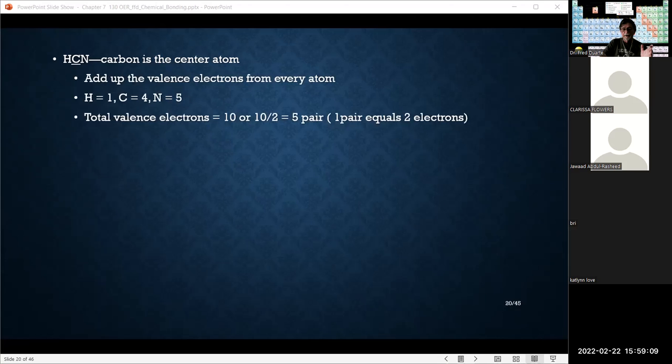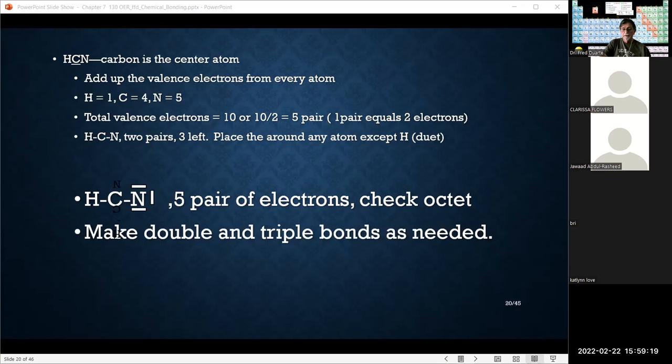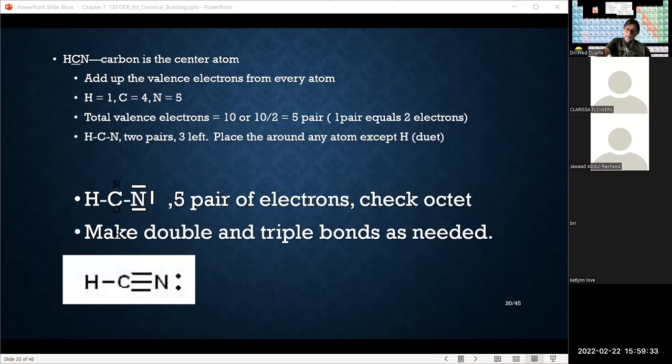We did talk about HCN. This is just a kind of a rehash of the first example where we ended up with 5 pairs of electrons, checked the octet, we took care of 2 of them, and then we created what was left. We put them around the nitrogen. But then we checked the octet. We saw that carbon is needing more, so it's sharing from the nitrogen to create that structure. Okay.